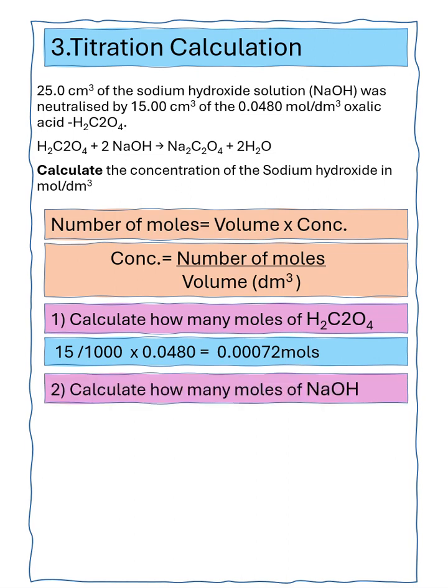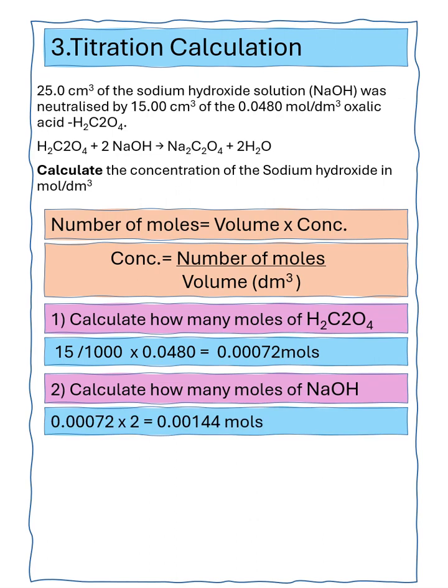We then calculate how many moles of sodium hydroxide. Looking at the equation, we can see there's 2 moles of sodium hydroxide for every 1 mole of oxalic acid. So we multiply the number of moles by 2. So we know we've got 0.00072 moles of oxalic acid multiplied by 2 tells us the moles of sodium hydroxide.